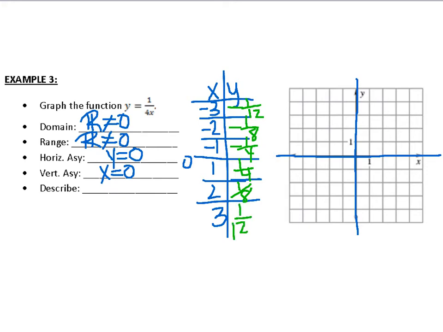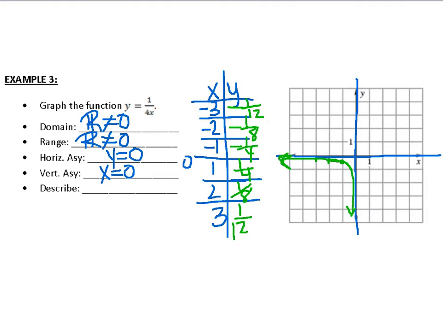So -3, -1/12 would be right about here, really close. -2, -1/8, still close. -1, -1/4 is still really close. So these are really close to our asymptotes here. So there's that half of the graph.